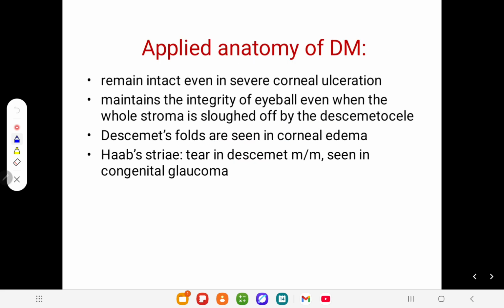Applied anatomy of Descemet's membrane: it remains intact even in severe corneal ulcer. As I have already told you, it forms a descemetocele and maintains the integrity of the eyeball even when the whole stroma is sloughed off. Descemet folds are seen in corneal edema, especially in post-operative cases like when cataract surgery goes wrong. You commonly see Descemet folds very clearly, and I have already shown in the slit lamp presentation how you see them with retroillumination, and even with the optical section.